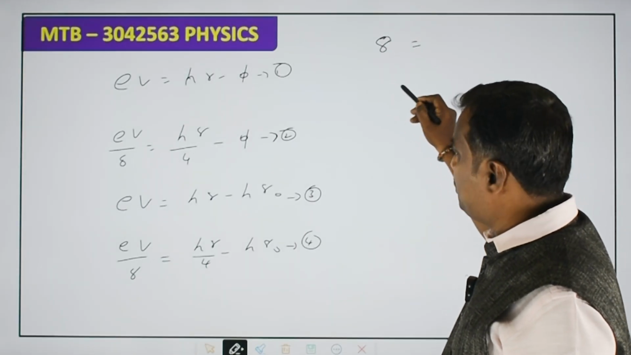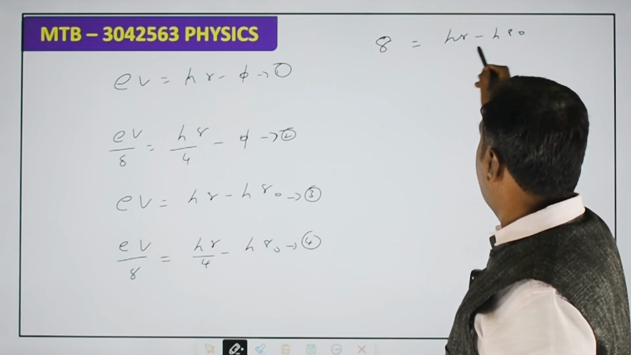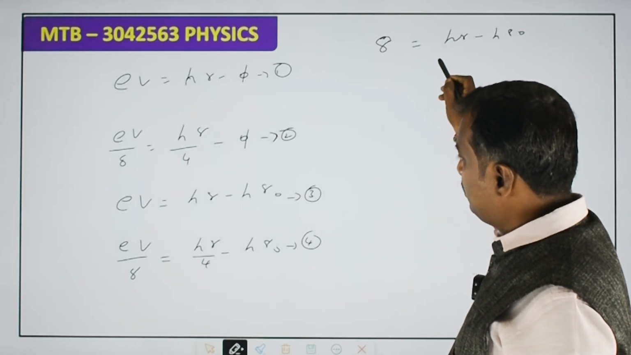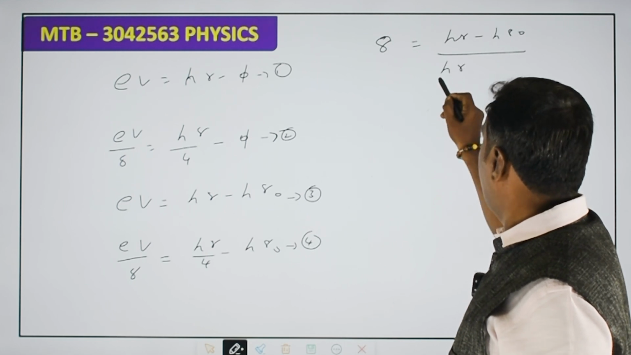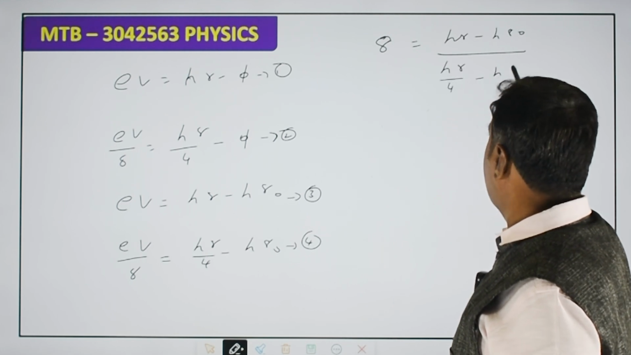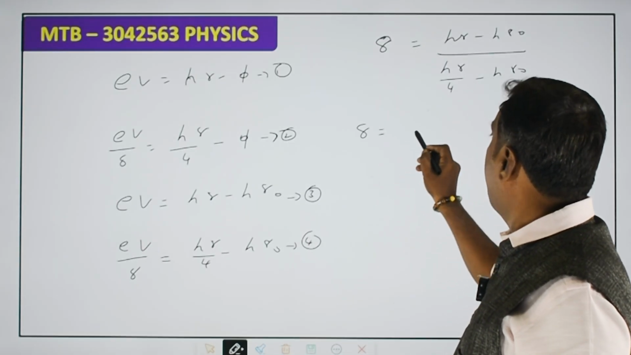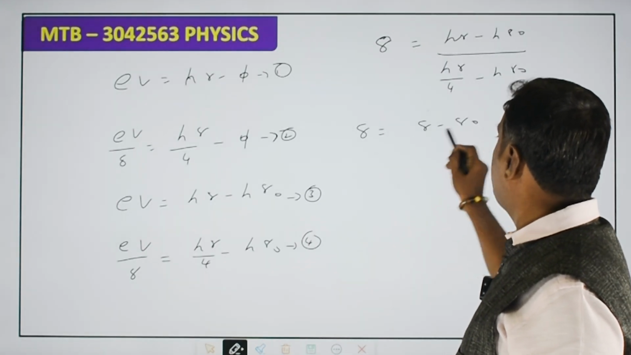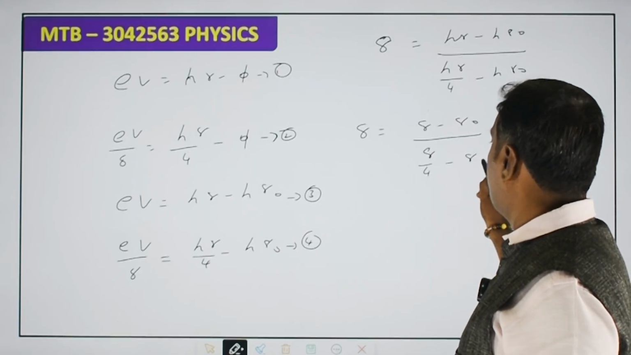This 8 is equal to h nu minus h nu naught divided by h nu by 4 minus h nu naught. Right, if you take h common, it will cancel. So 8 is equal to nu minus nu naught divided by nu by 4 minus nu naught.